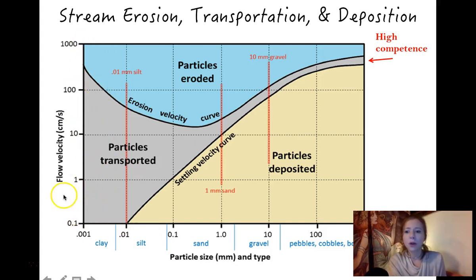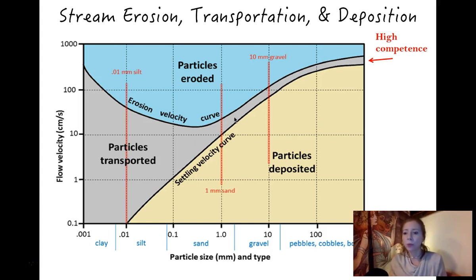So when you have slow flowing water, so not a lot of energy, you get transport of fine particles because it doesn't take a lot of energy to keep the fine particles suspended. So then let's move on forward a little bit more, and you see how this gray transportation shaded area gets smaller and smaller and smaller, because the larger the particles you have, the more energy it takes to transport them.